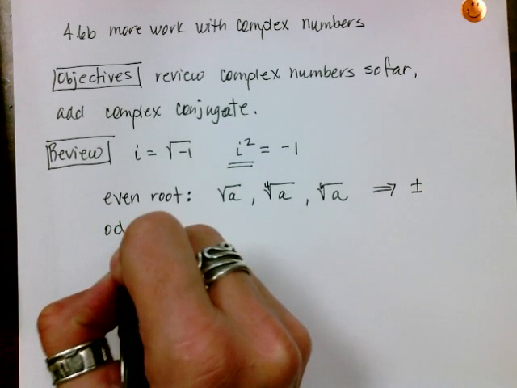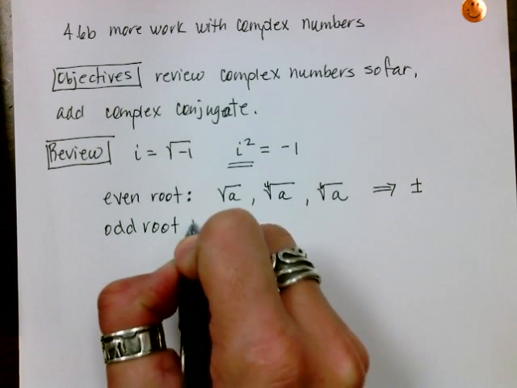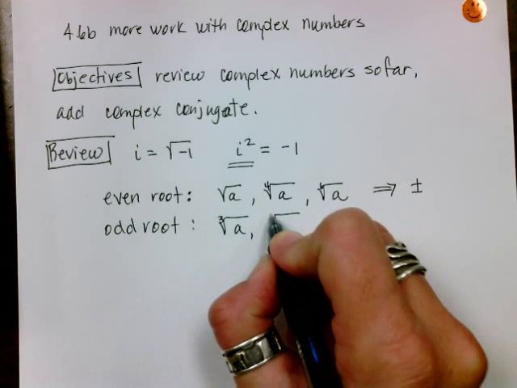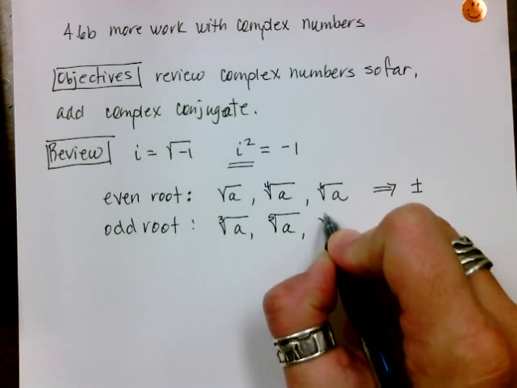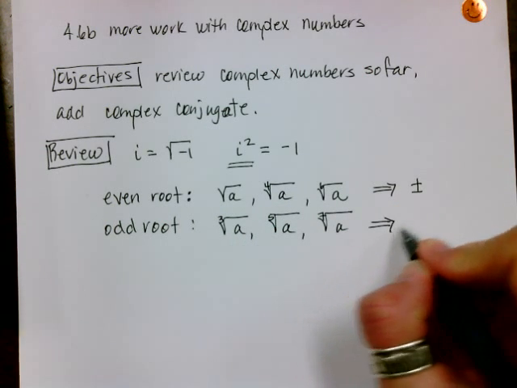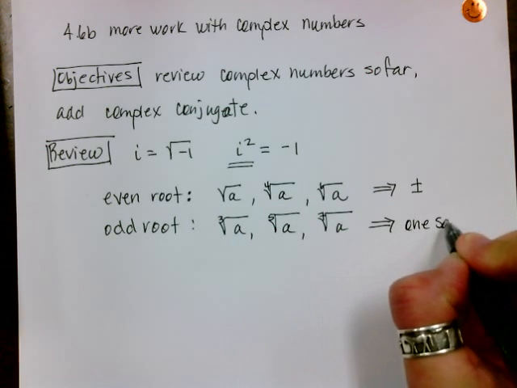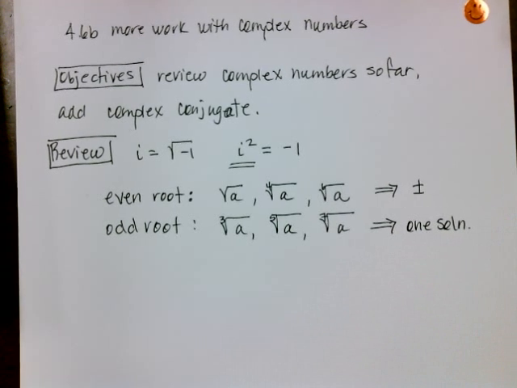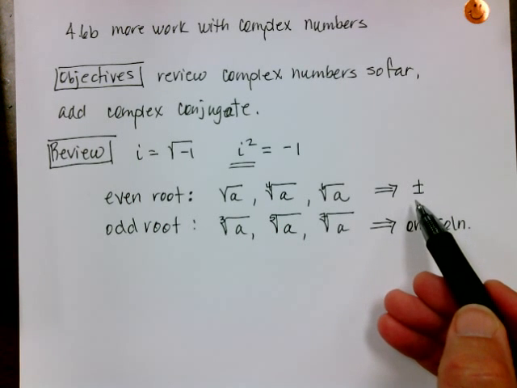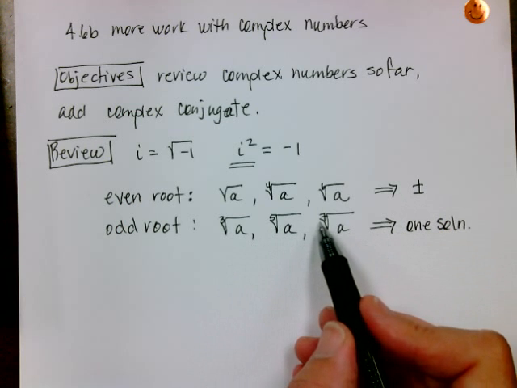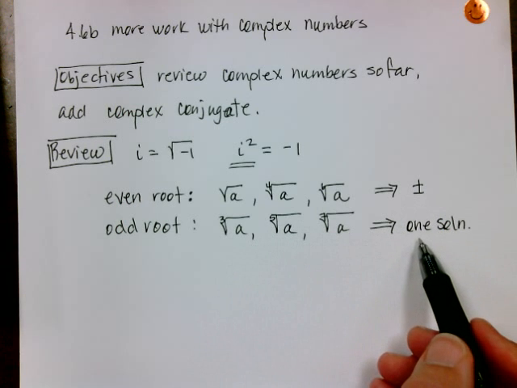On the other hand, if I had an odd root, like the 3rd root of a, the 5th root of a, the 7th root of a, those would only have one solution. So if I have an even root, a square root, a 4th root, a 6th root, two solutions, plus or minus. And if I have an odd root, say a 3, a 5, or a 7, I only get one solution.